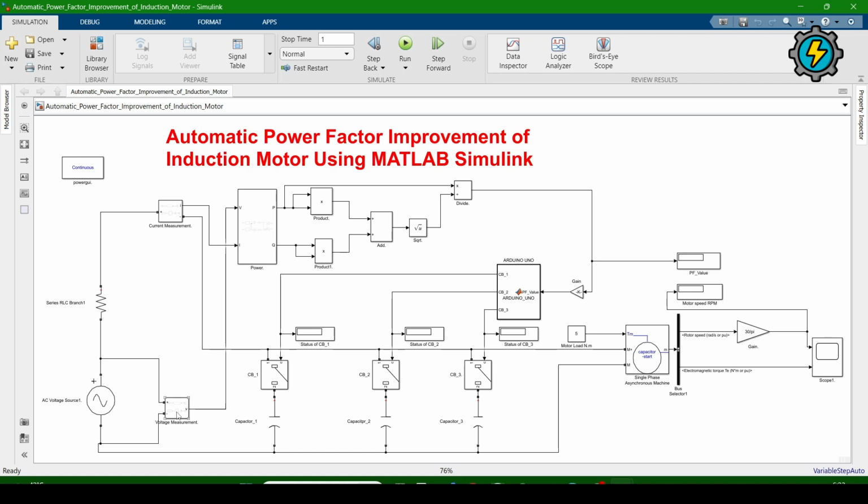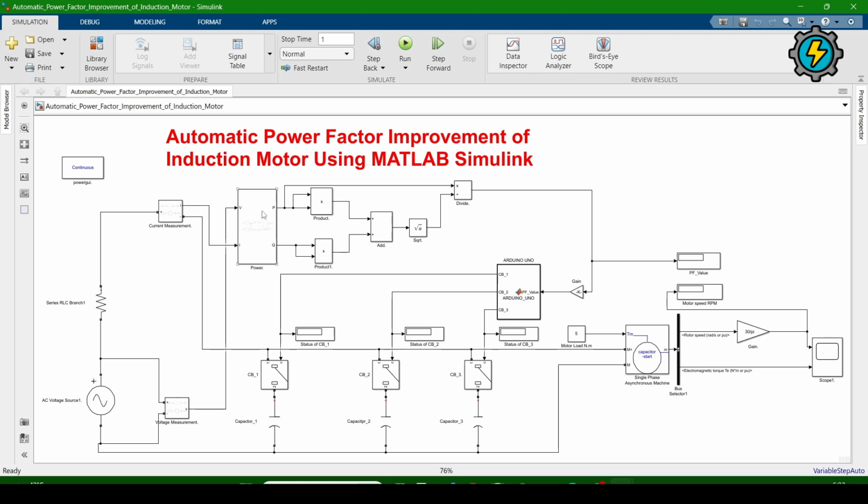So first we will connect a voltmeter. This is a voltage measurement, and the second one is a current measurement. So how much current is drawn by the induction motor, and the voltage on the terminal of the induction motor, will be obtained from these two sensors. These are the ammeter and the voltmeter sensor. So these will sense the voltage and current respectively, and then send the signal to the power block.